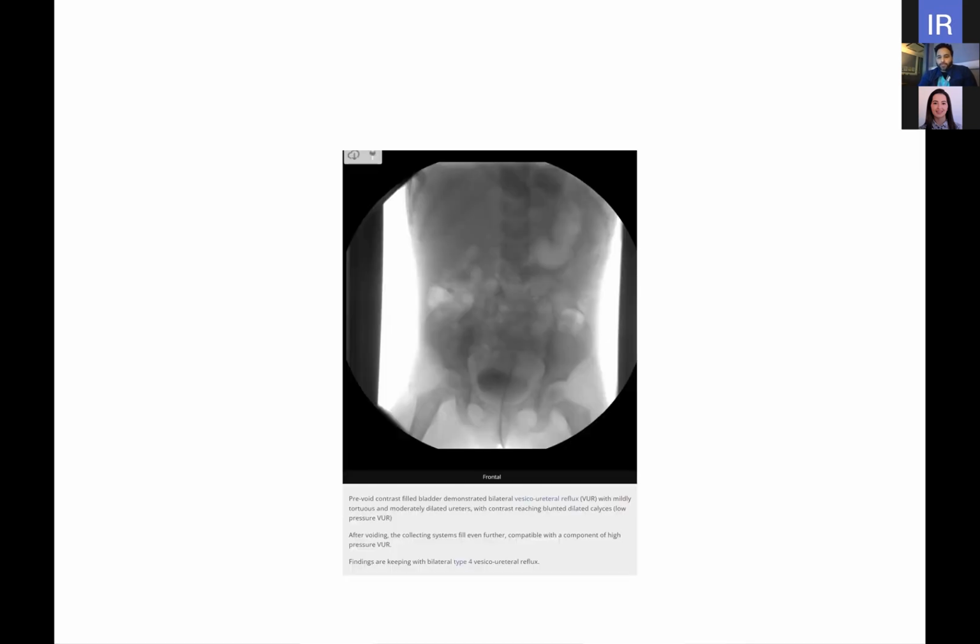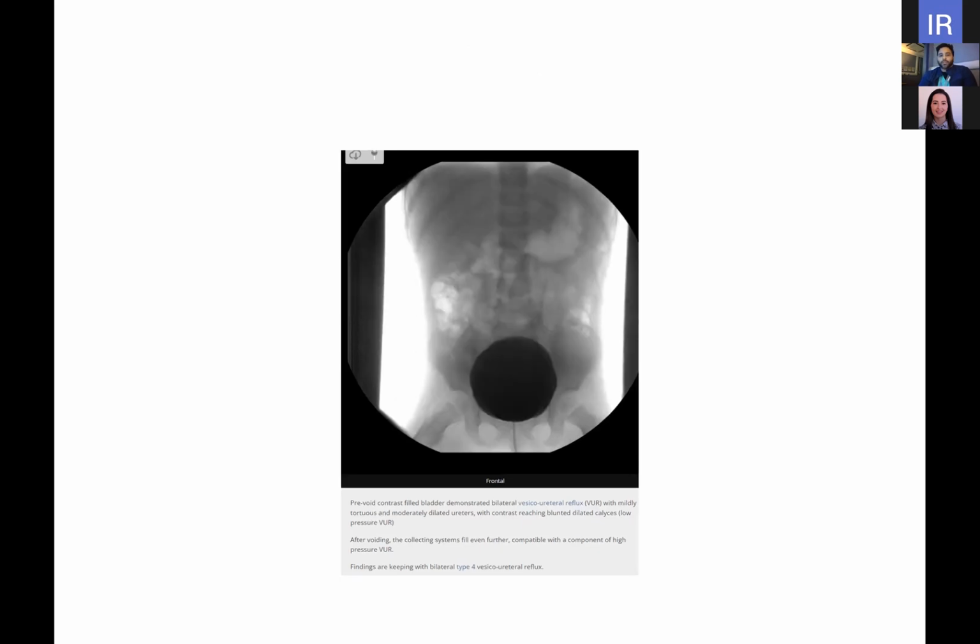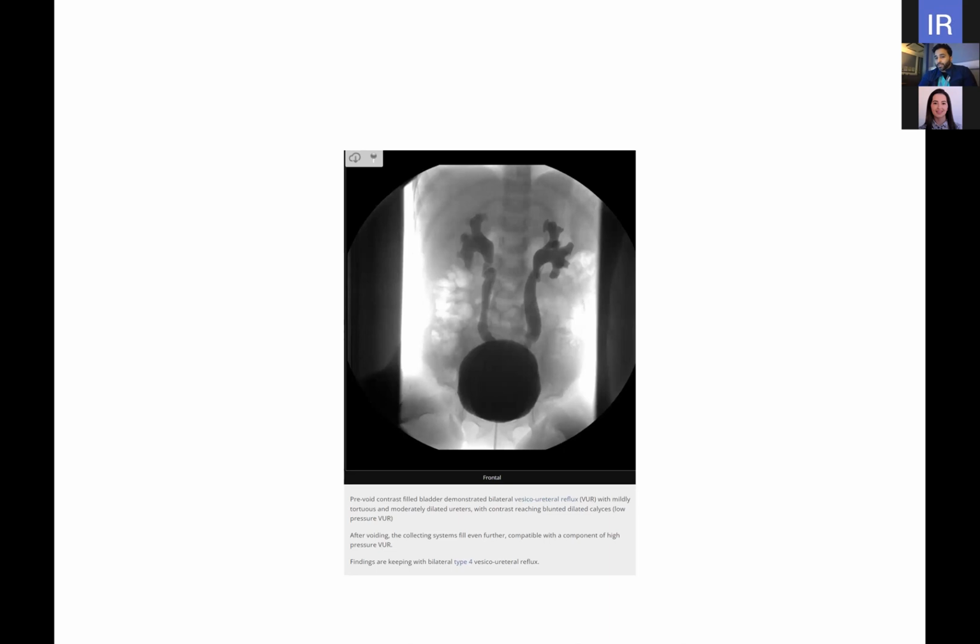If I showed you an abnormal study, for example, here, so again, catheterize the urinary bladder, fill up the urinary bladder with contrast, and as you're doing that, you see bilateral reflux disease involving both kidneys. So this is a different case. This is just an example.